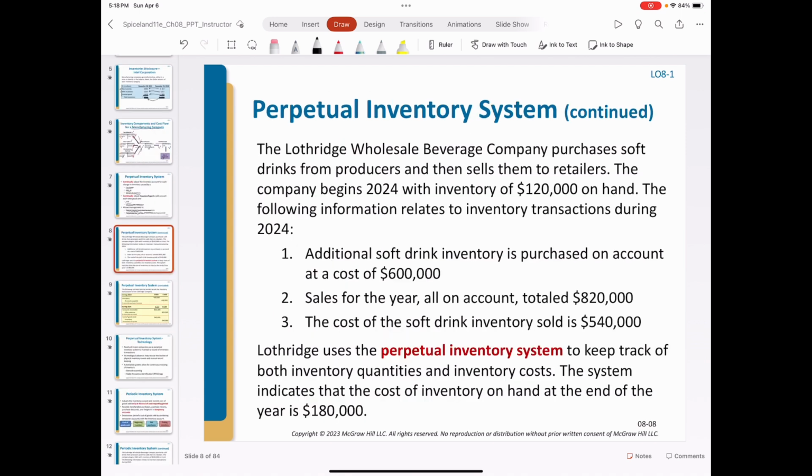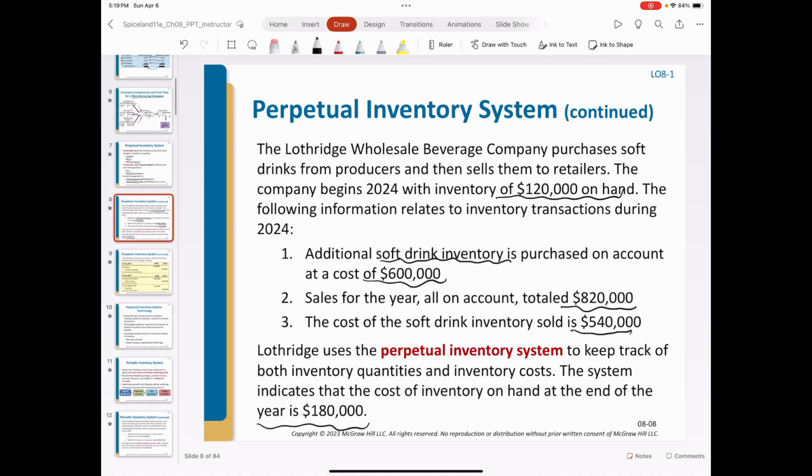This company purchases soft drinks from a producer and then sells them to retailers. The beginning balance of inventory was $120,000. During this year, the company purchased $600,000 of inventory on account. The sales on account were $820,000. The cost of the drinks sold was $540,000. The ending balance was $180,000.